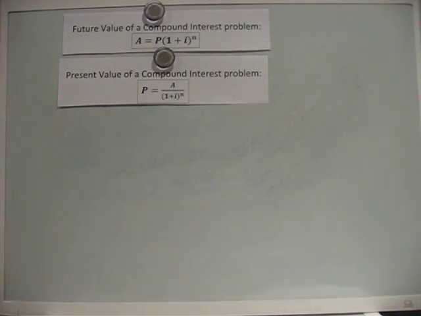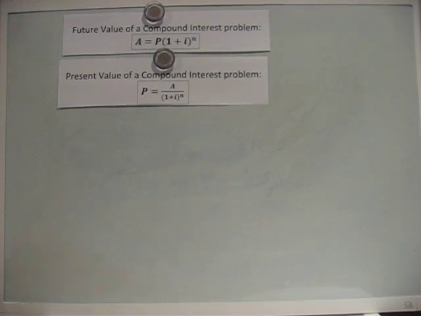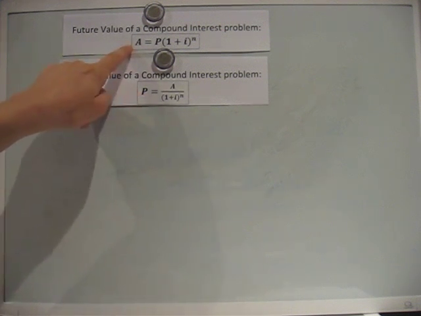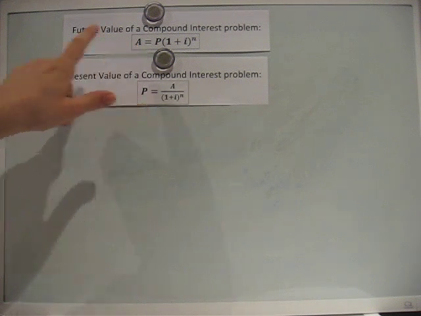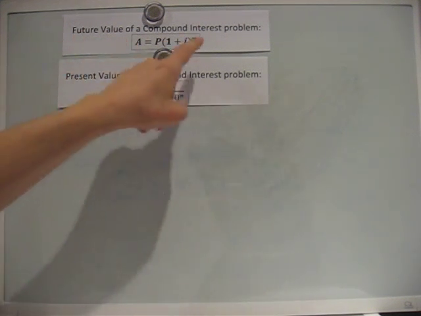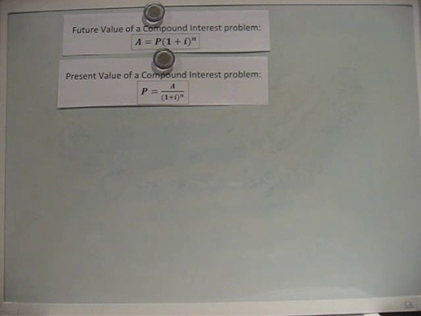I'm going to be talking about the present value of a compound interest problem. Now, the general formula for compound interest is A equals P(1 plus i) to the n, where A is the future value. So if I was looking for the future value, this would be the formula I would use.